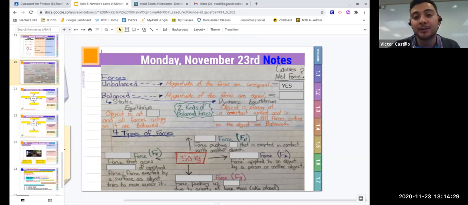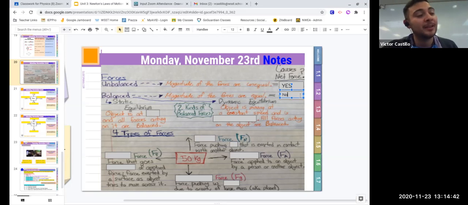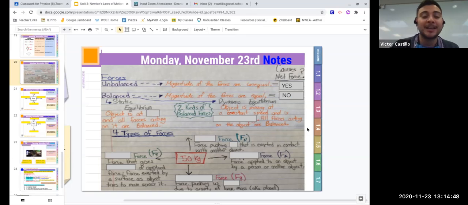So that's one unbalanced force. Think of it as a seesaw. A seesaw is very unbalanced. Okay? Then we have a balanced force. A balanced force is the opposite: the magnitudes of the forces are equal. This one does not have a net force. That means all sides are equal. All sides are the same. They're balanced out. So think of it as a seesaw perfectly in the middle, or as a scale with equal weight on both sides. So balanced means that they're equal on all sides.